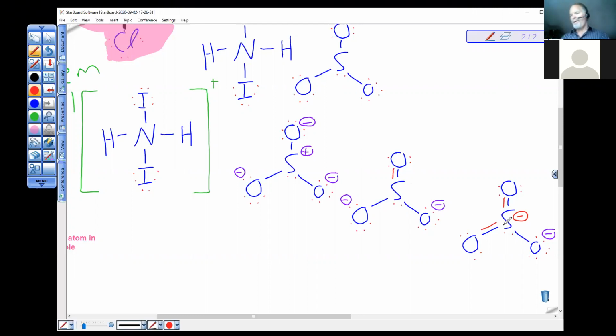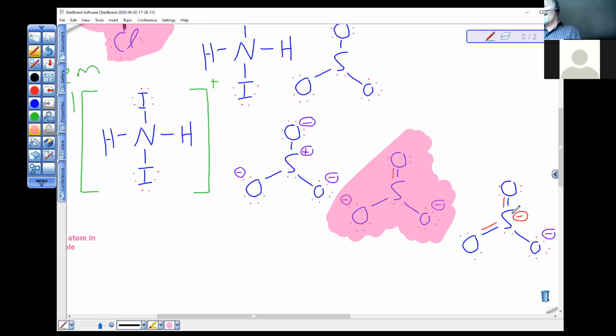So we prefer this structure here over the one to the right, because more electronegative atoms are better with minus charges than less electronegative atoms. Okay.